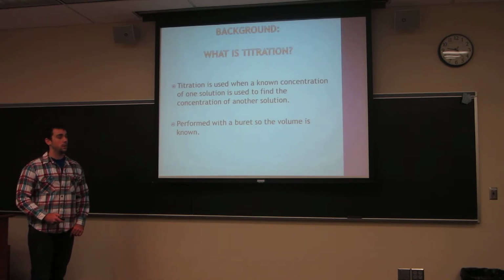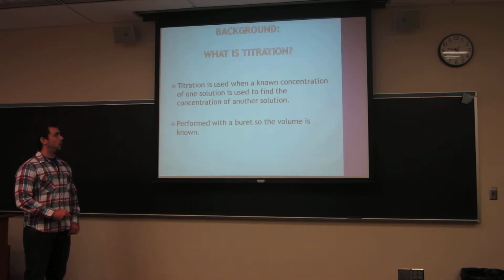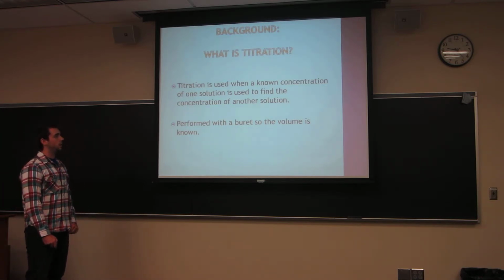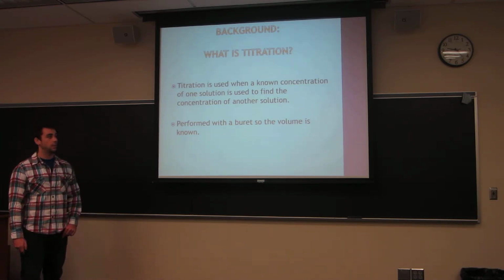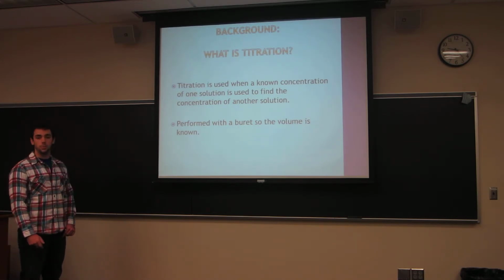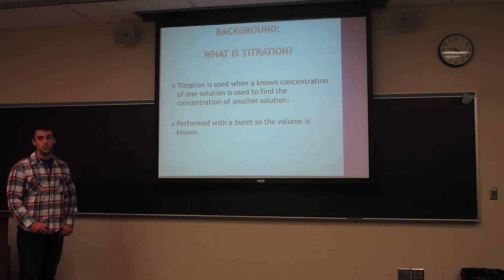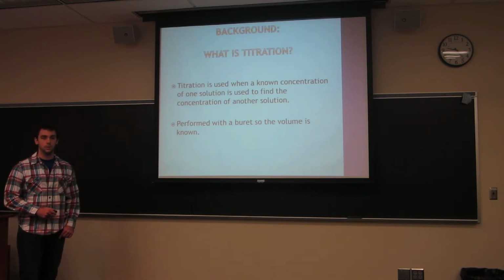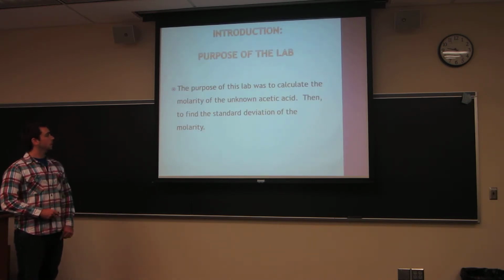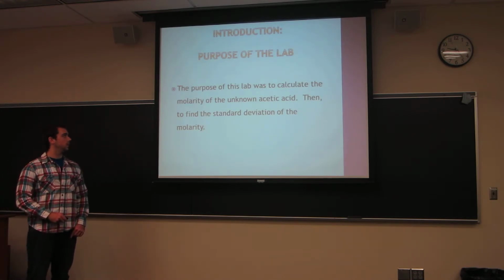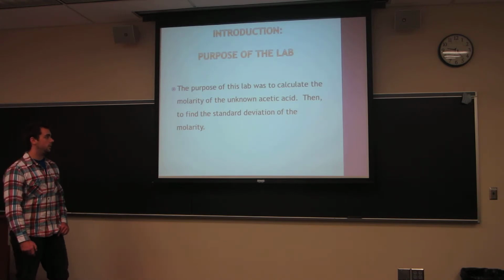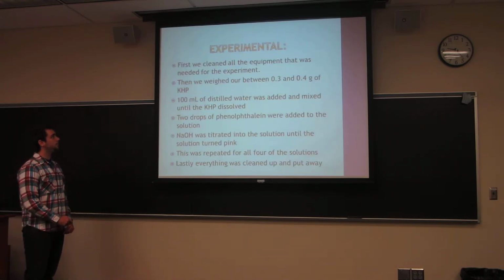Titration is a scientific method used to find the concentration of an unknown solution while using a solution of a concentration that you already know. This is also performed with a burette into Erlenmeyer flasks, so that way you know what the volume that you put into the solution is. The purpose of our experiment was to calculate the molarity of an unknown acetic acid and then to find the standard deviation of this molarity.